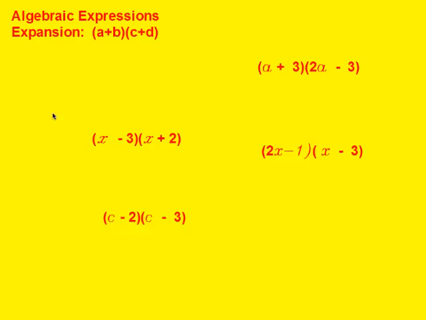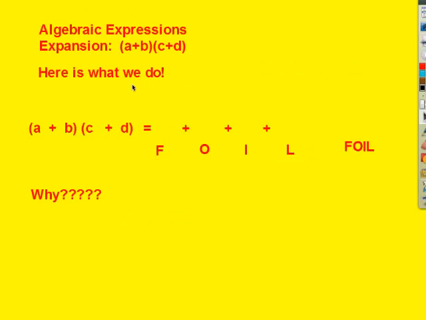So in this lesson we expand our knowledge of expanding. Now we look at two brackets multiplied together where both the brackets have two terms in them. For example, (a + b) multiplied by (c + d), or (a + 3) multiplied by (2a - 3), and so on. Problems like this. So here's the way we go about it.